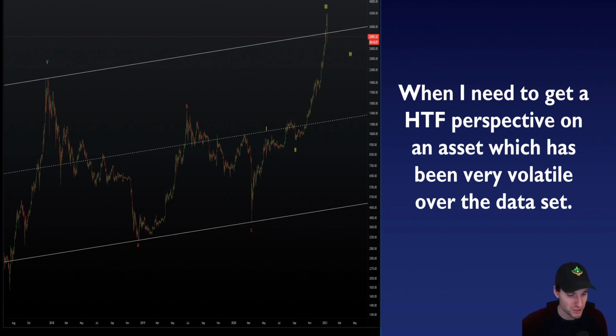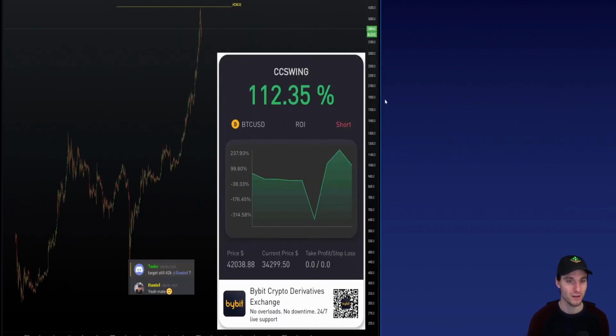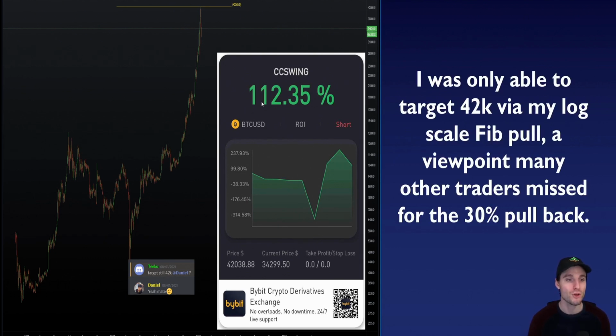And should you have any questions, please let me know, because I want to make sure you all fully understand this, because it's really important. Okay. And this is the reason why we obviously got a lot of questions recently about the log scale, because you would have known that the target that I was giving was $42,000. And I was only able to target $42,000 via my log scale fib pull, a viewpoint many other traders missed. And we had a 30% pullback.